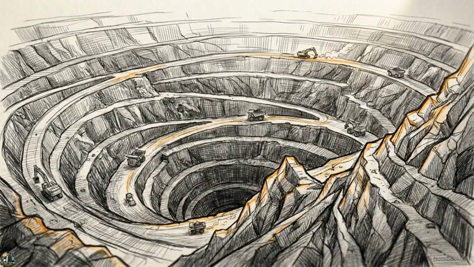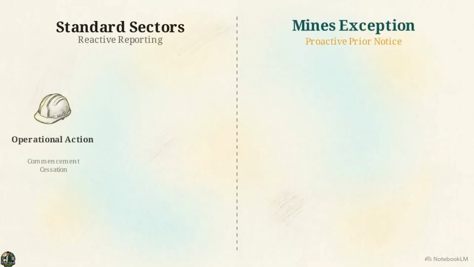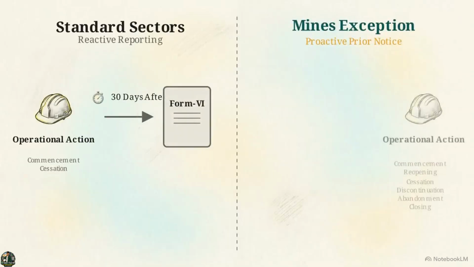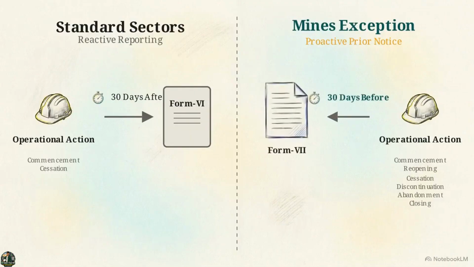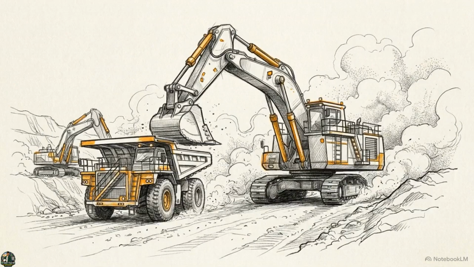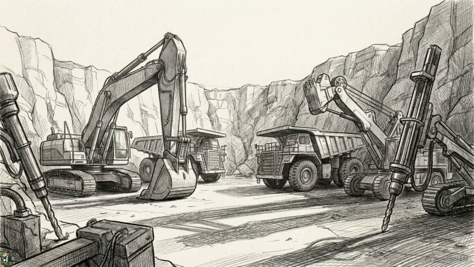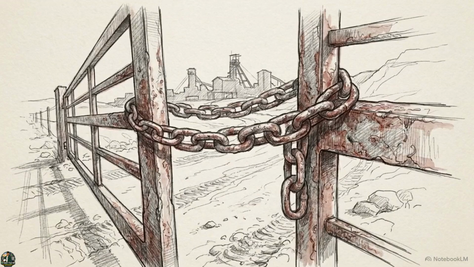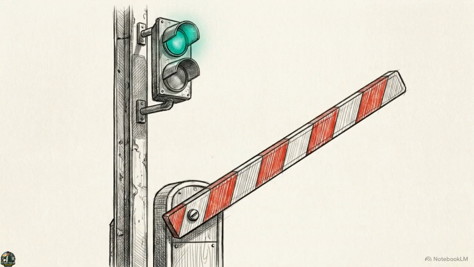A specific proviso in the rules distinguishes mining operations from all other specialized categories. Mining compliance operates on prior notice. Unlike standard sectors, mines must submit Form 7 at least 30 days before taking operational action. This prior notice covers several phases: commencement and reopening, cessation and abandonment, or the final mine closing. For mines, legal compliance is proactive, requiring clearance before the operational status changes.